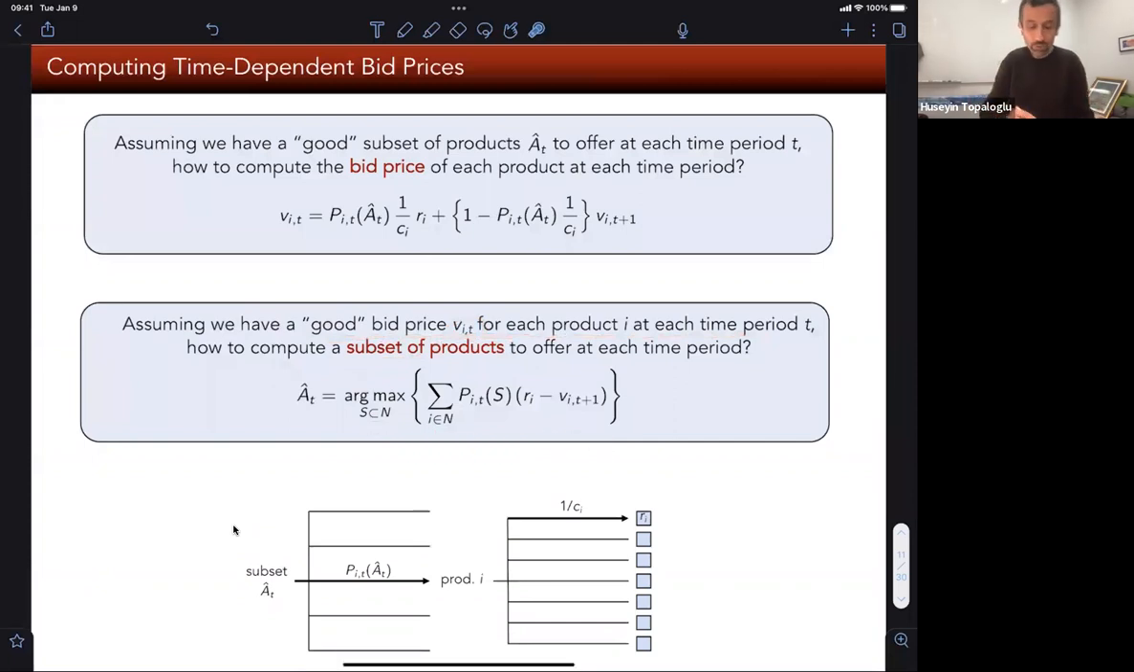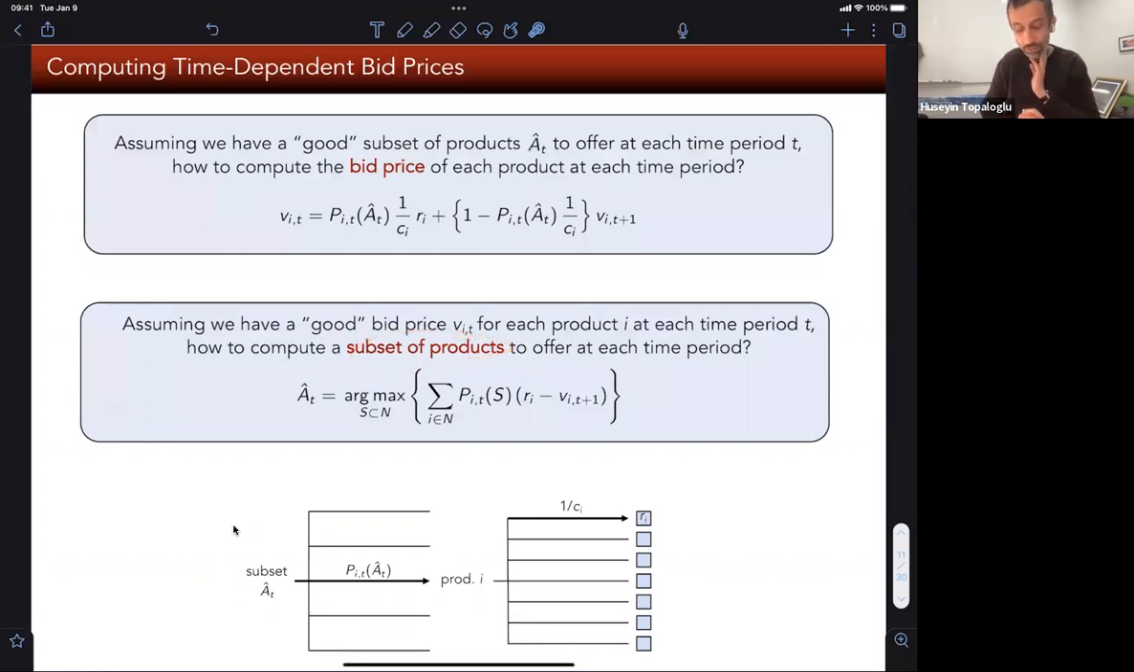Okay, so then the first question, first answer, second question, second answer. The first question was asking, if you give me an ideal assortment to offer at each time period T, A hat T, how could I compute the value of each unit of product I at each time period T? Here's how we're going to do it. The second question asks, if you give me the value of each unit of product I at each time period T, how do I compute a good assortment to offer at each time period T?